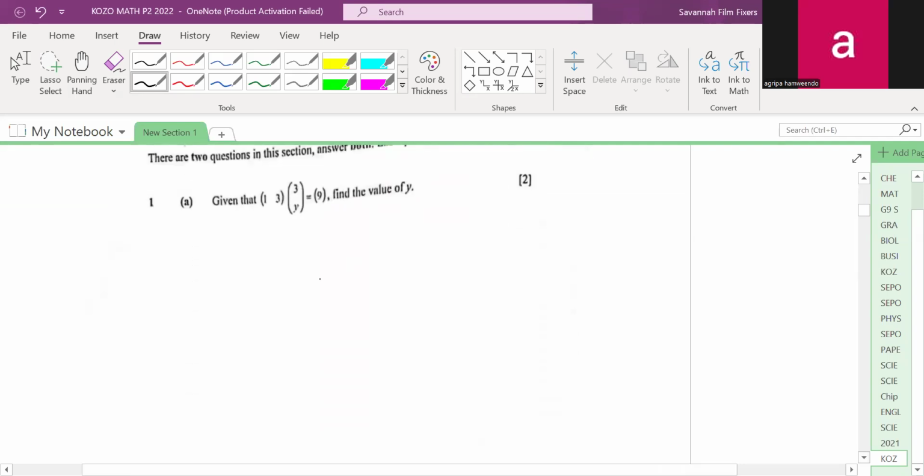Are you able to identify this topic? Yes, it's matrices. So here this question is telling us that we have got this matrix here, and it's being multiplied by this other matrix here. And it has got a variable of y. And if we multiply these two matrices, we're getting a product of 9. The question is saying, what is the value of y? So we need to be able to find y.